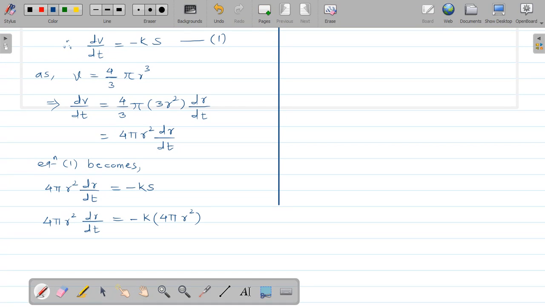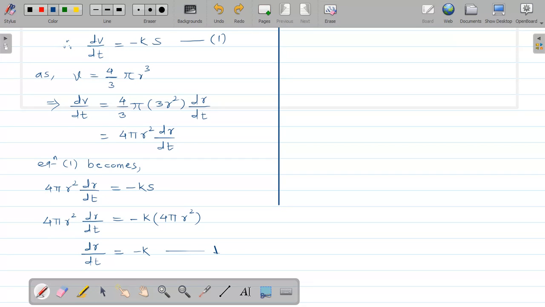Now we get the differential equation in another form. After cancelling 4 pi r square from both sides, we get the differential equation dr by dt is equal to minus k. Okay, so this is also very important.